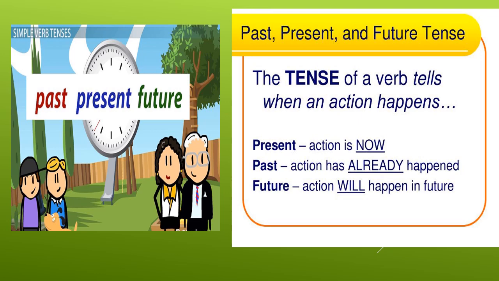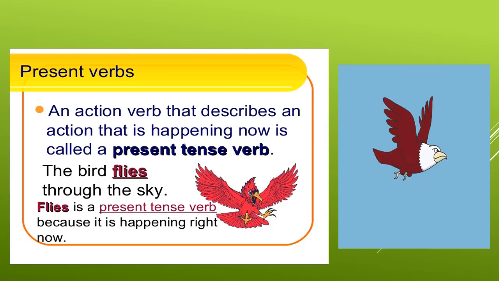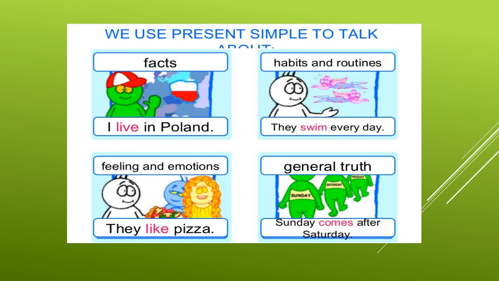It's called future tense. So an action verb that describes an action that is happening now is called the present tense verb. Like the bird flies through the sky. So flies is a present tense verb because it is happening right now. So we use the present simple tense to talk about facts. Like I live in Poland, so that's a fact. I live in Chennai. Then habits and routines.